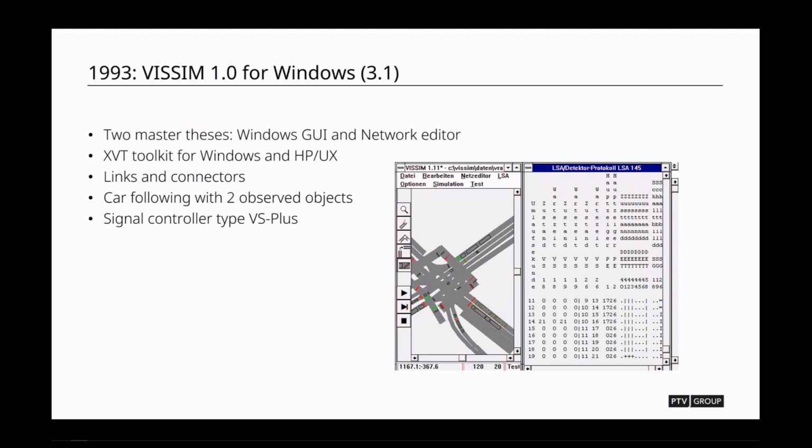And we used a toolkit at that time, the XVT toolkit, which allowed us to build versions for Windows and for HP UX, which is a Unix version on HP machines, because Siemens at that time sold those machines with a Siemens sticker on them with their traffic engineering software and the controllers. And so they said we need the simulation software for the same machines. So we had that toolkit.